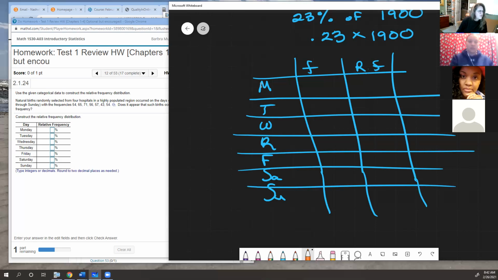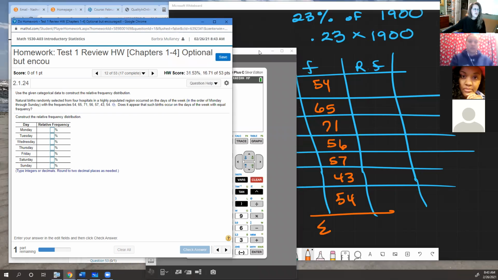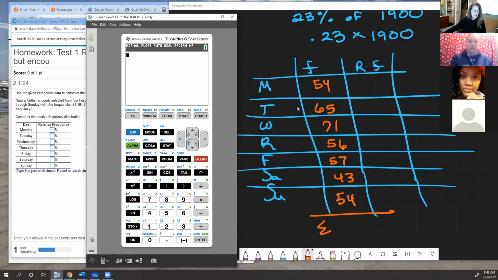Okay, so on Monday, the frequency was 54, and then we had 65, 71, 56, 57, 43, 54, all right? And the relative frequencies, so we really need the sum if we're going to do the relative frequencies. So let's add this up first. Or did they already give that to us? No, they didn't. So we really need to know how many total bursts all together, right? For all days of the week.